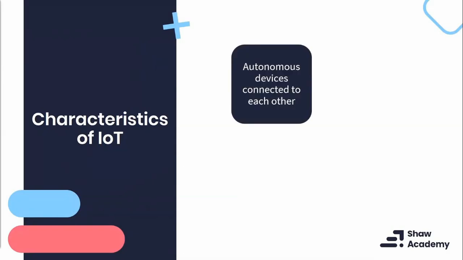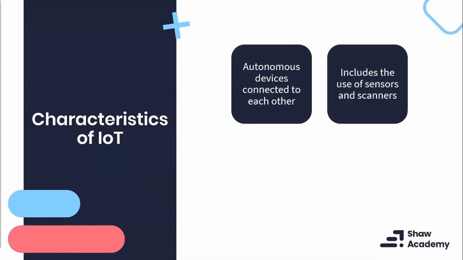Now let's have a look at some of the characteristics of IoT, or the Internet of Things. As we mentioned before, it includes autonomous devices that connect to one another without human intervention. Often you'll find that it is quite software driven. Apart from this, it also includes various sensors and scanners, and this could be temperature sensors, cameras, or infrared sensors. It really all depends on the kind of data that you're trying to retrieve and what your intention is with that data.